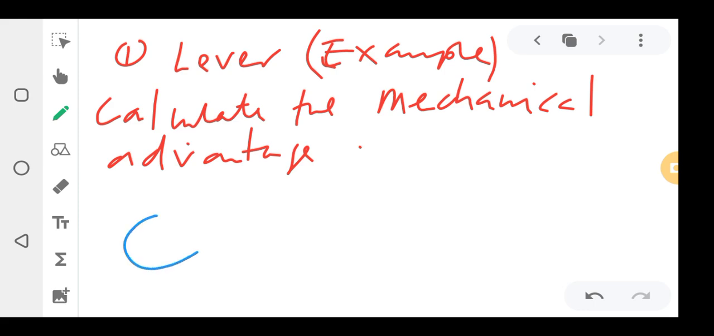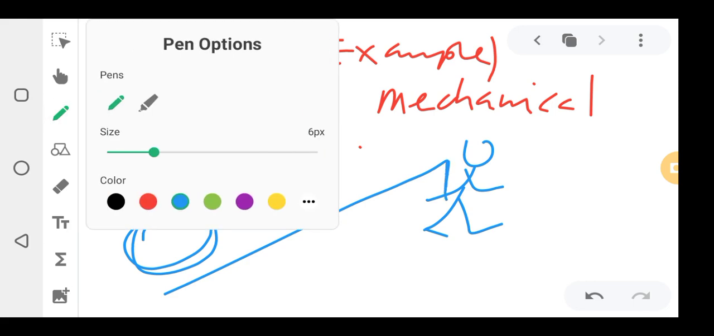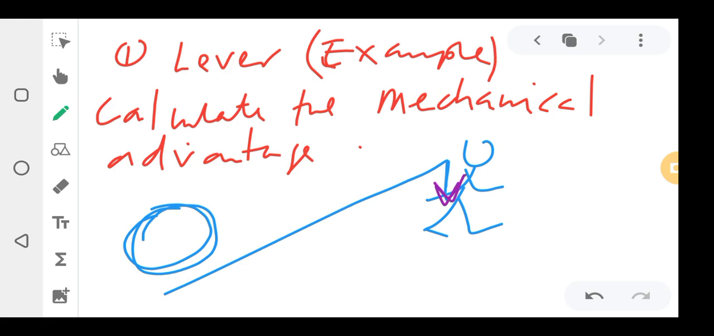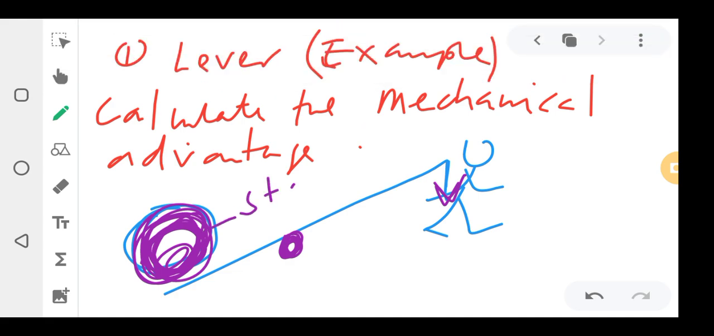For example, I put a load there. This is a load, and then there's a person standing here, pushing this downwards. This is a pivot, and then this one is a stone.